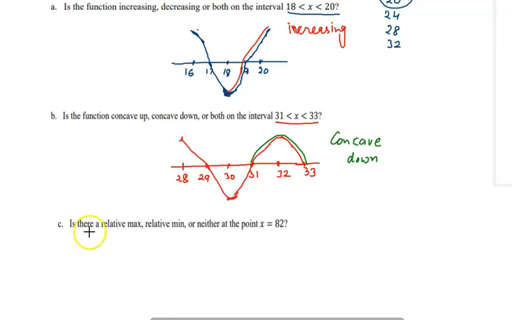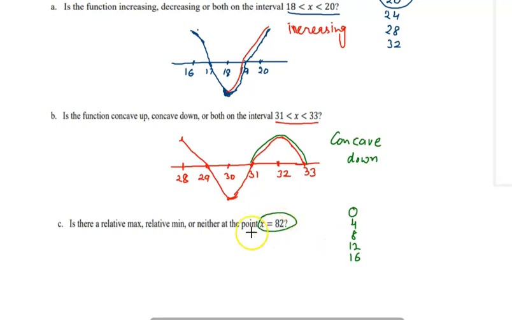And here is the next part. For this part, we need to check whether this graph will have a maximum or minimum at x equals 82. So again we can write down the maximum values. The first one was 0, then 4, 8, 12, 16. You can see all these values are the multiples of 4. 4 times 2 is 8, 4 times 3 is 12, 4 times 4 is 16. That means all maximum values would be multiples of 4.